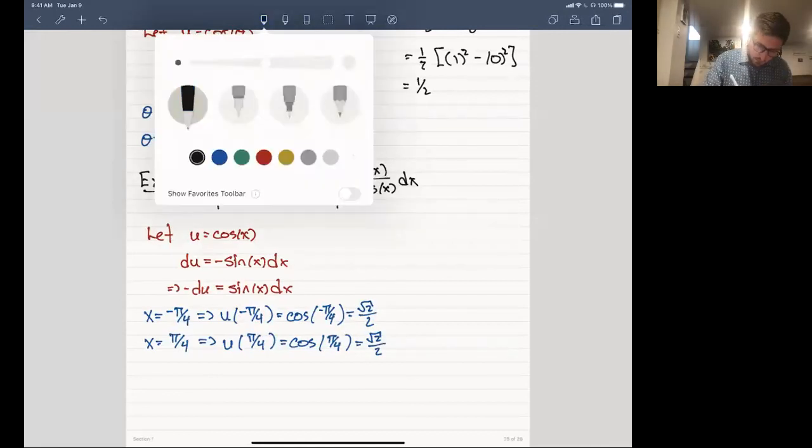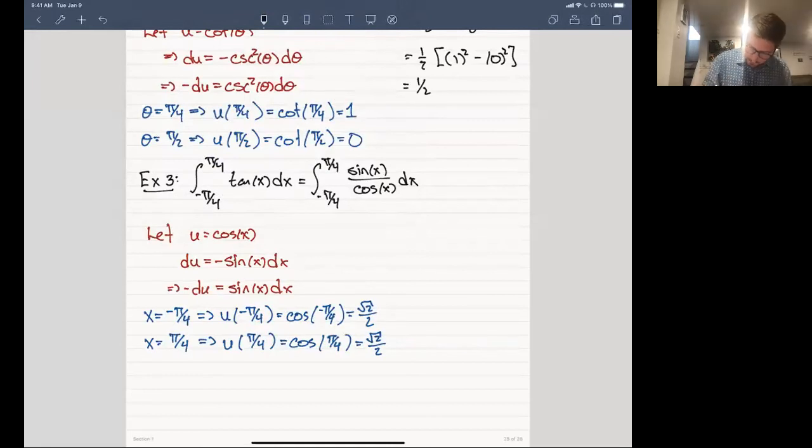So let's put in all the information and then let's talk about it. So I get an integral running from the square root of 2 over 2 to the square root of 2 over 2. And then I have the sine dx becomes du. The cosine becomes u. And so take a look at that. See what happened, right? Well, in this case, the upper and lower limits of the integration are exactly the same.